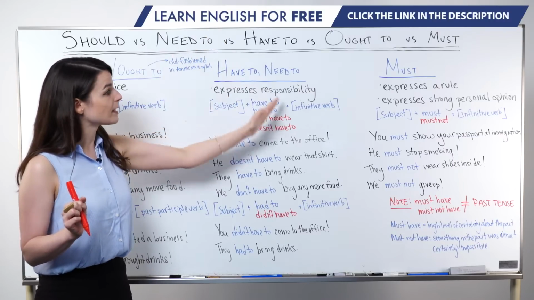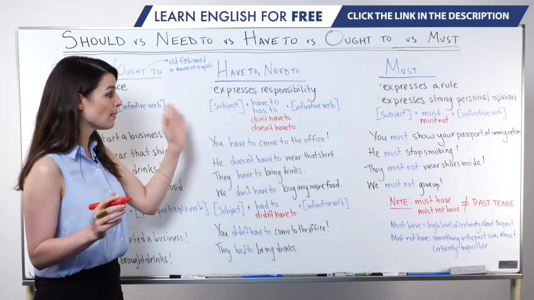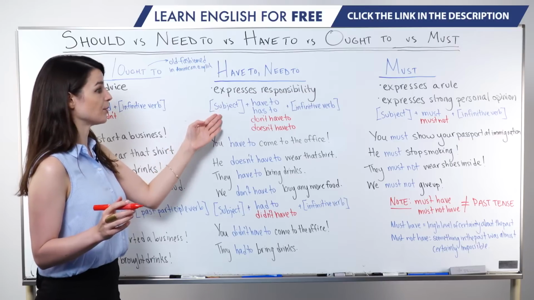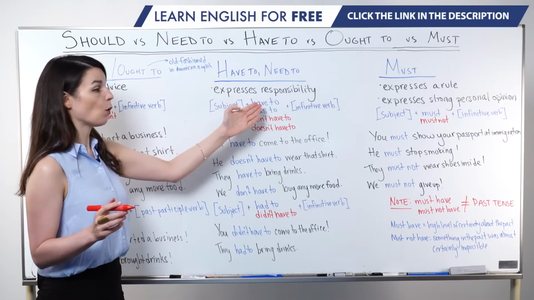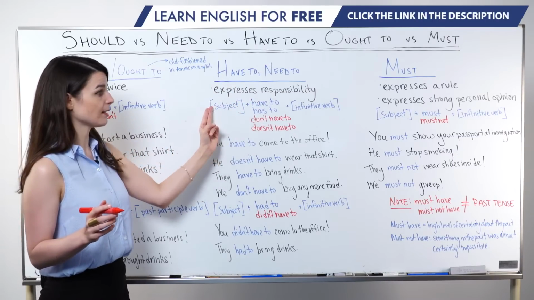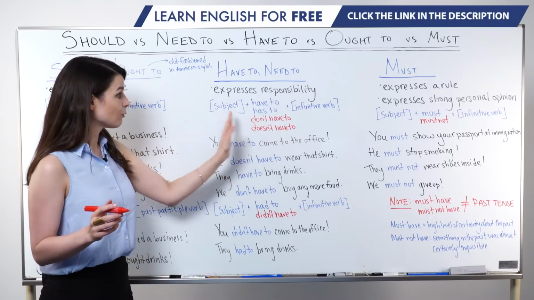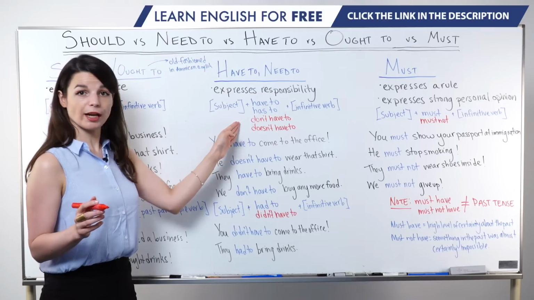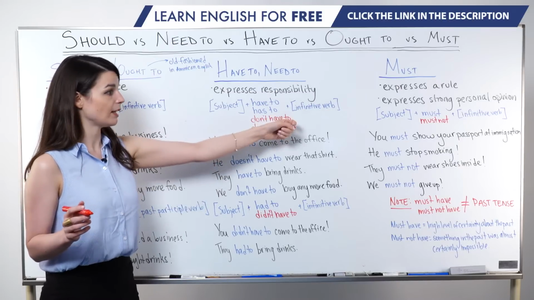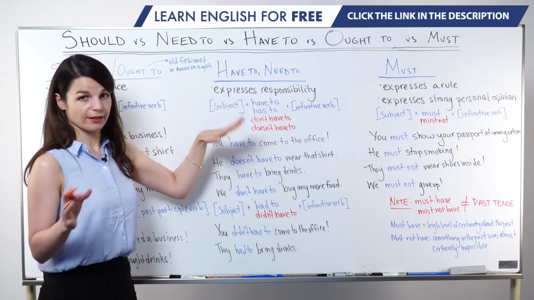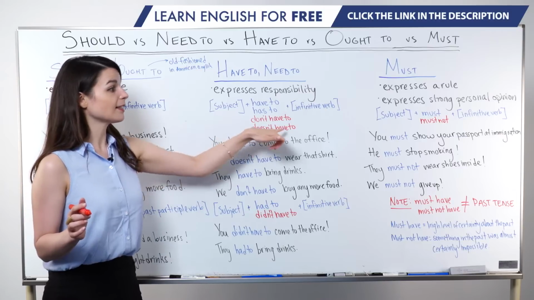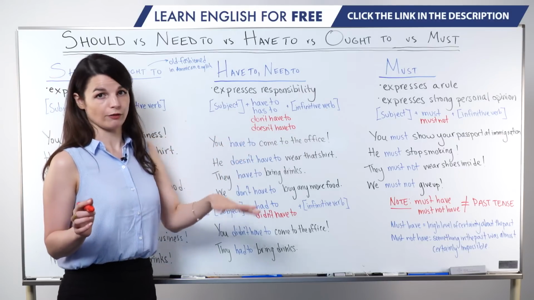These are for responsibility. To make patterns with these, we use subject plus have to or has to, depending on the subject, plus the infinitive verb. In the negative, we use subject plus don't have to plus infinitive verb, or depending on the subject again, subject doesn't have to, infinitive verb.